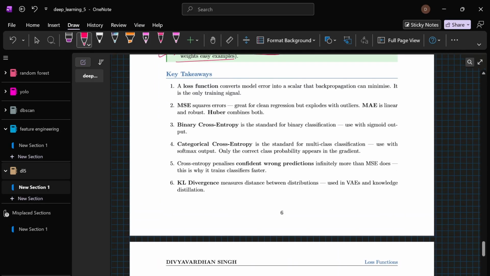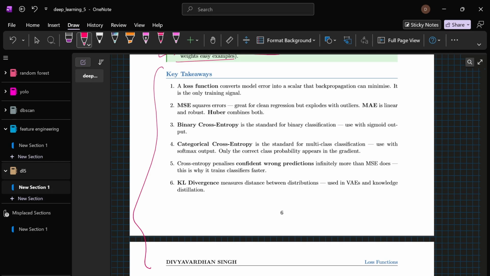Now, one of the most important things, the big picture. Why does this all matter? Let's come to the fundamental insight from where we started. The loss function is the only training signal that tells your neural network what you want it to achieve. Every weight update, every gradient, every bit of learning flows only via the loss function.